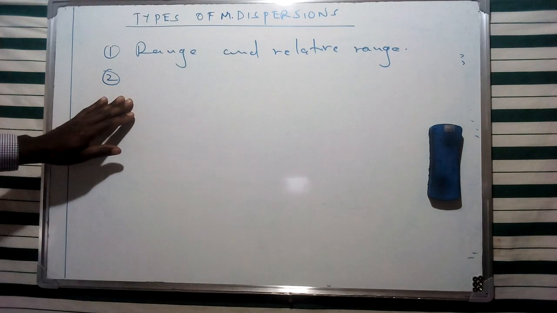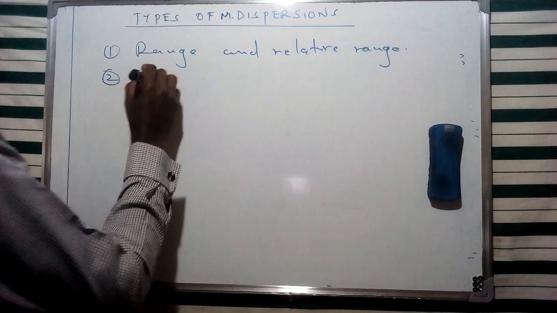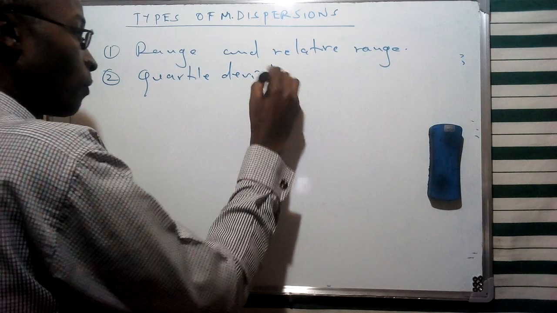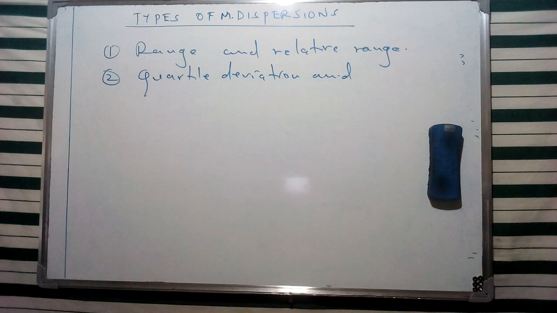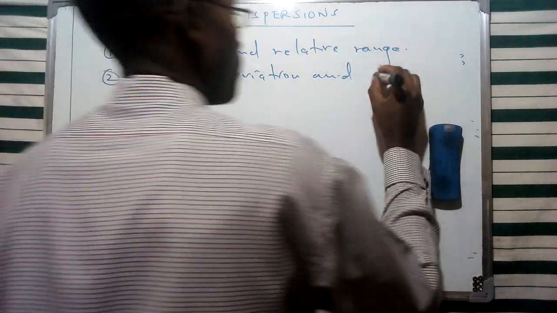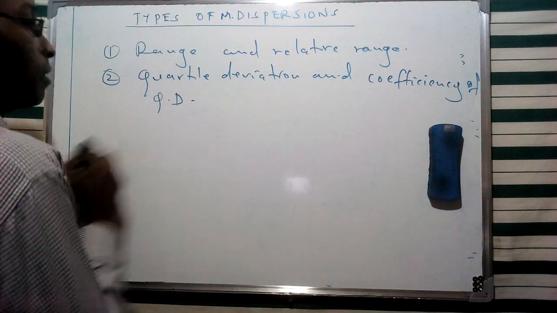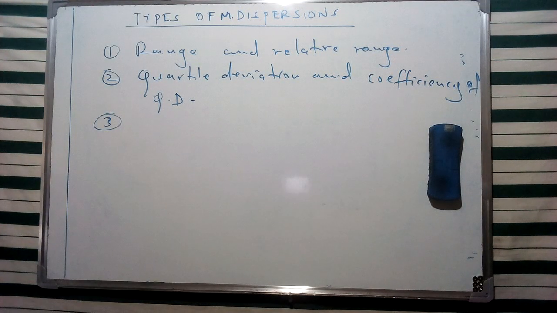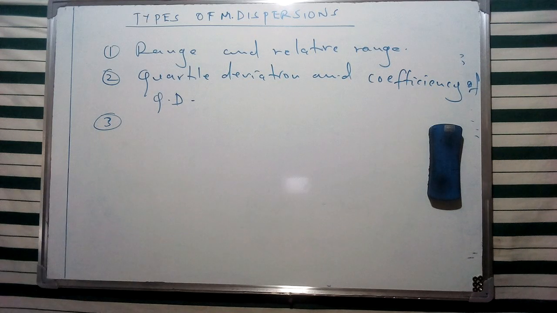But in this case, we're also going to look at another measure of dispersion that we refer to as the quartile deviation, and of course, in that respect, we shall look at the coefficient of quartile deviation. I presume we're going to understand it from that particular order. And of course, we shall look at another measure which we refer to as the mean deviation and the coefficient of the mean deviation.